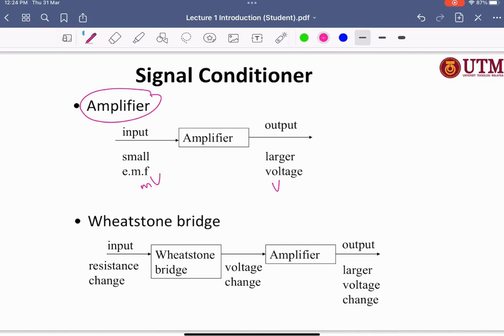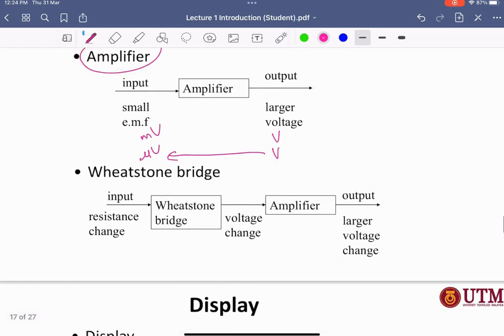I can see my slide right now is lagging. I don't know why, before this it was okay. Today I think the web has a problem. Okay, alright. Do you agree?